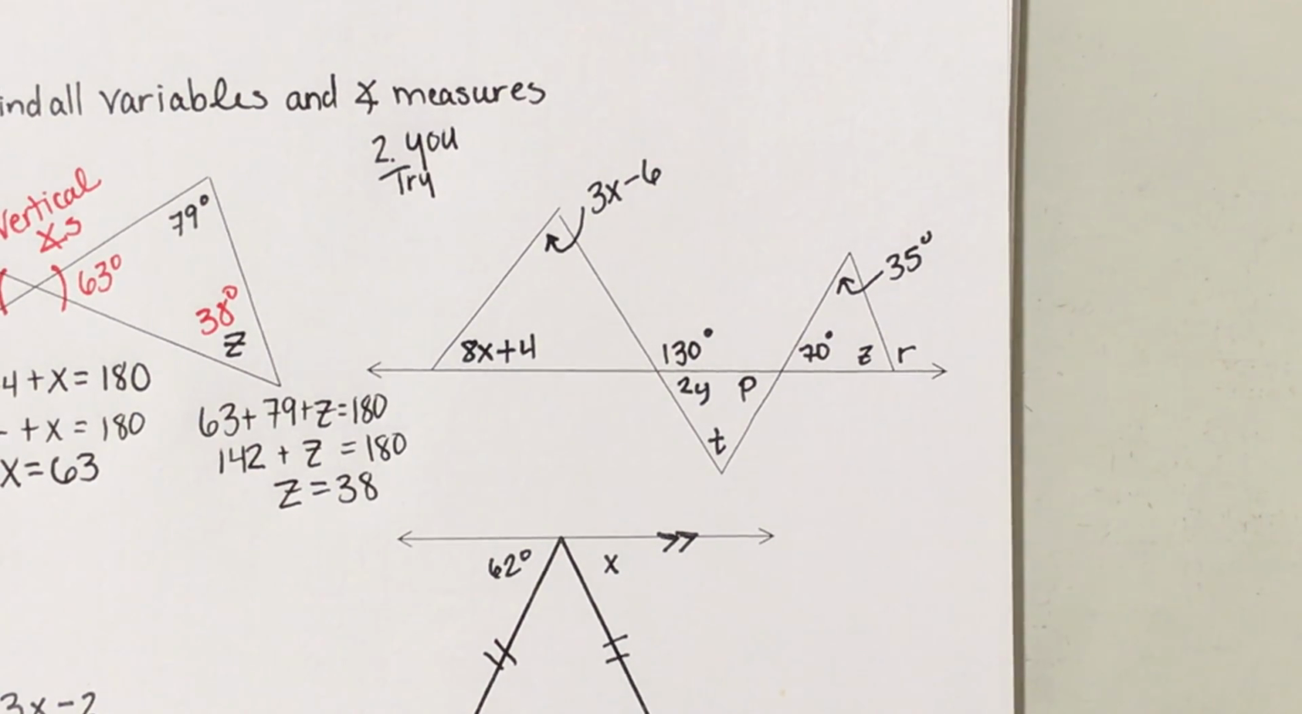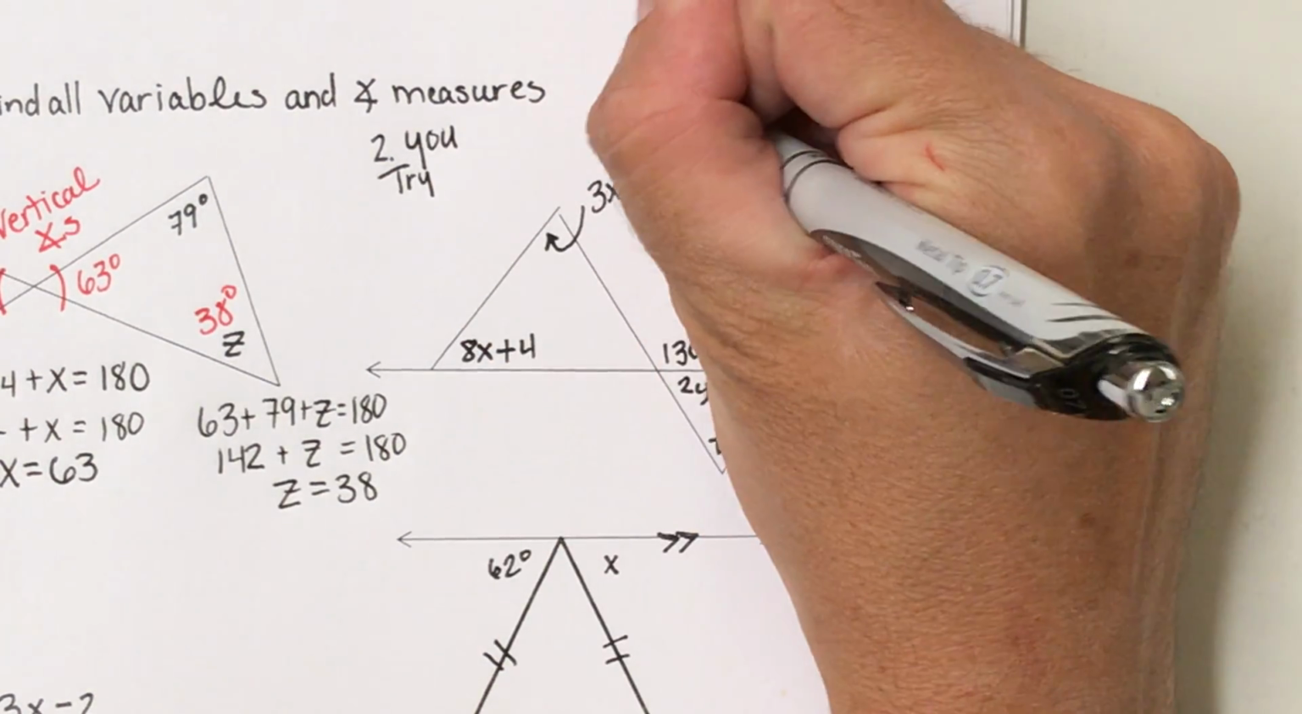Let's see how you did on this one. So I'm going to start with x. You might not have started with x. You might have started with p or t, but I'm going to start with x because I am going to use my exterior angle theorem to figure out what x is.